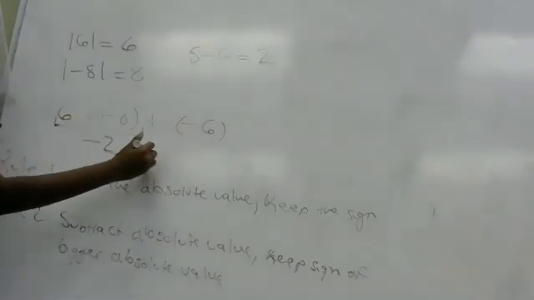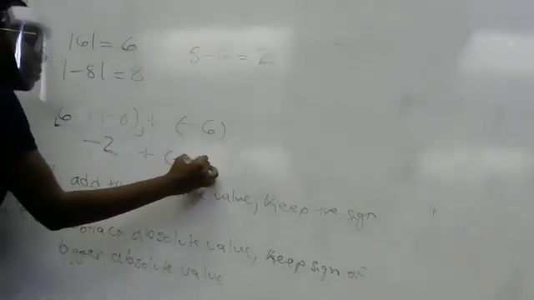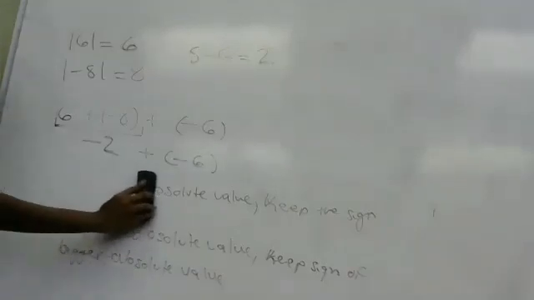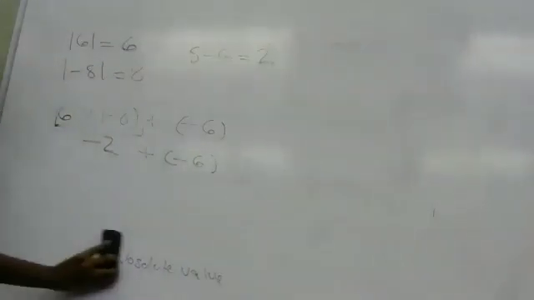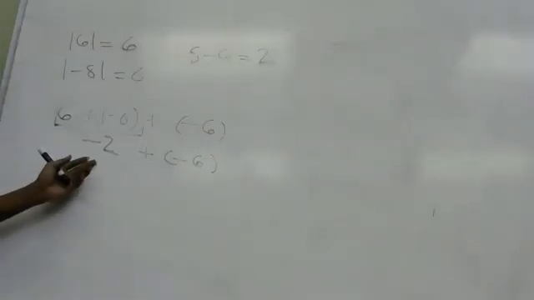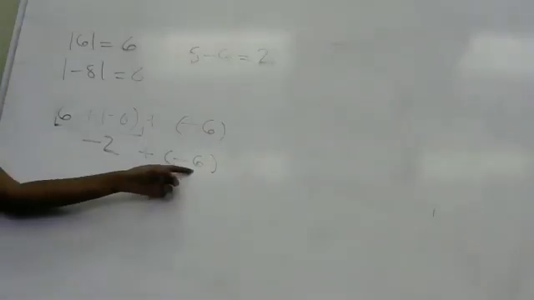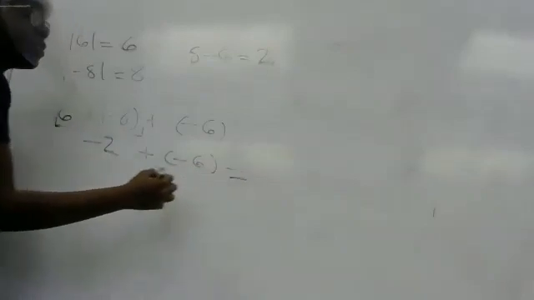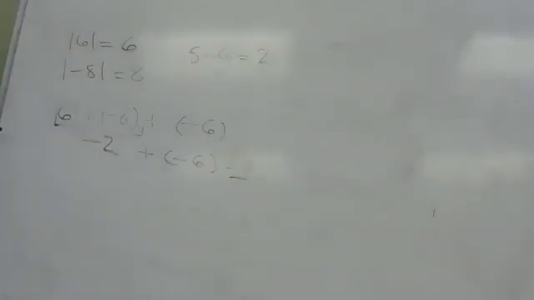I'm going to drop down the next part, plus -6. How do I add these? By doing the absolute values, then you add them, right? Yeah, correct. Absolute value of -2 is 2, absolute value of -6 is 6, 6 plus 2 is 8. And my final answer has to be -8.